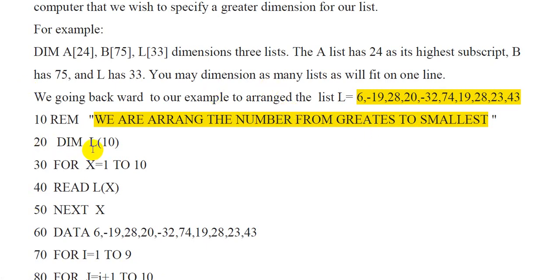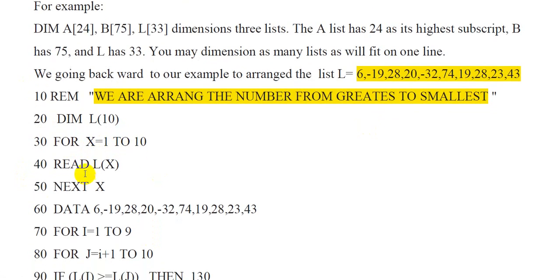10 REM, 20 DIM L(10), 30 FOR X, as you can see from the FOR here, the command will be used exactly as FOR, from X equal to 1 to 10. 40 READ L(X). Same list as we indicated before, so we're just going to use the L(X) here as an example for the entire source code we're about to input. So the L(X) will be used, as you can see by the 40 READ L(X).